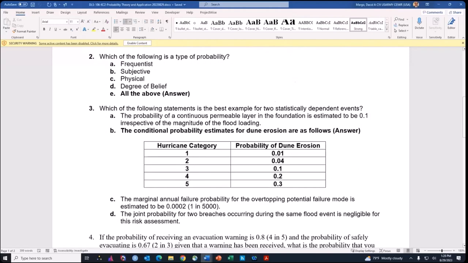Second question, which of the following is a type of probability? So these are all commonly used words to describe the two types of probability. First type is typically a frequentist probability, but it can also be called physical probability. And then the other type of probability is subjective, but degree of belief is another commonly used term to describe that second type of probability. So any of these four would be a description of one of the two types of probability. So remember, there's generally two types, but there's multiple phrases that are commonly used to describe the two types.